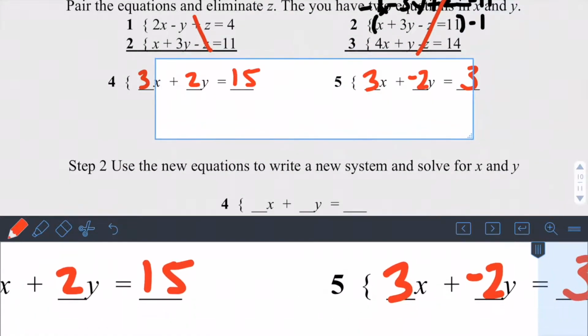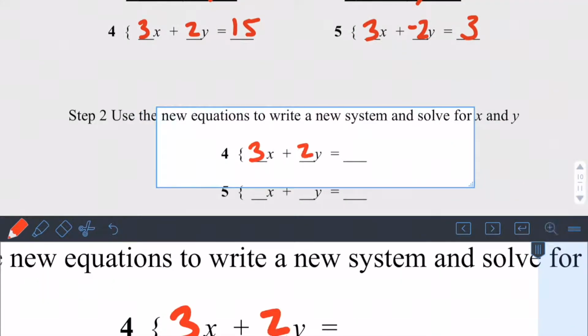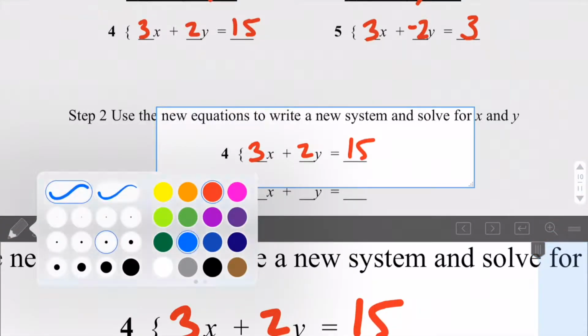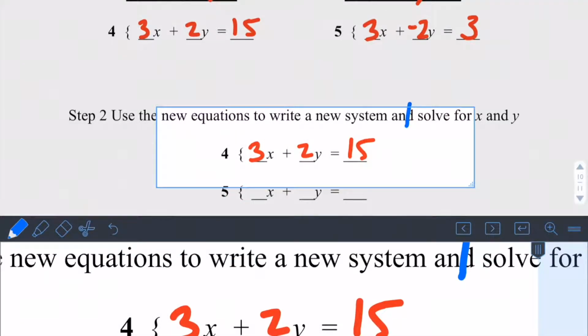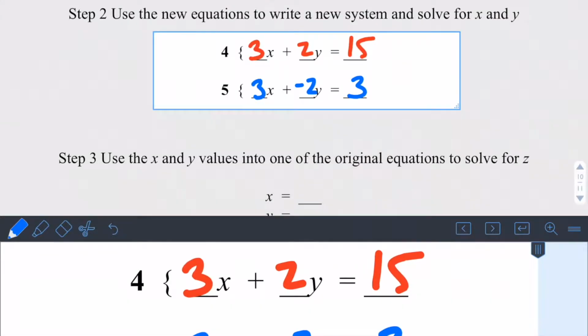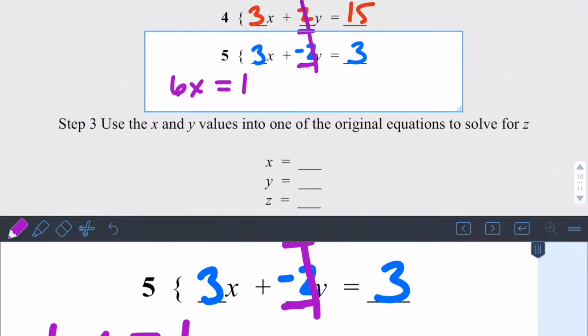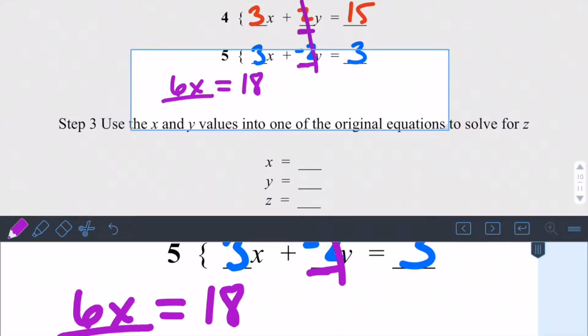So those are now our 2 new equations. We drop those down here, 3x, 2y, 15. Let's just change the color for 5, which is going to be 3x, negative 2y, 3. Now, as you can see, we can use elimination because 2 of our coefficients on our variables are the same, just opposite signs. So we can just use elimination by adding. So these two will cancel, and we'll wind up with 6x is equal to 18. And then to solve for x, we'll just divide both sides by 6. And we'll get x equals 3.